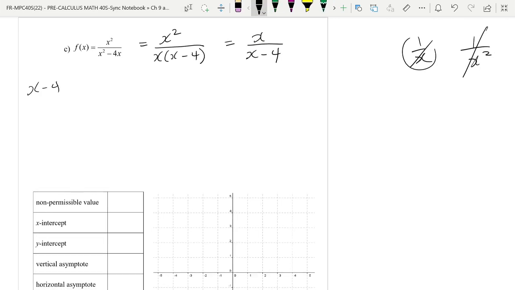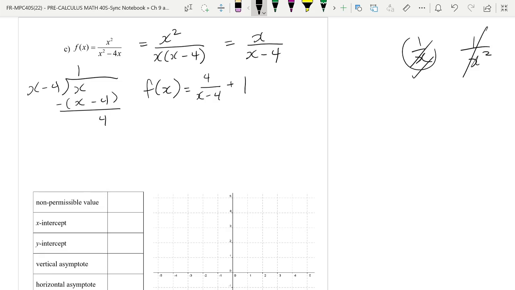How many x minus 4s go into x? Well, one of them does. 1 times x minus 4 is x minus 4. When I subtract that, I have a remainder of 4. So I can rewrite this equation as my remainder of 4 over my divisor plus my quotient. Oh, it is a split graph, so it is one like that. Now I see what it is.